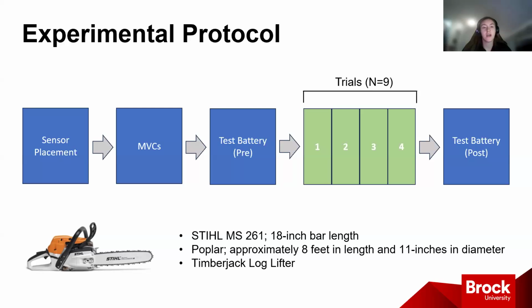So this was a down cut, a bore cut, an up cut, as well as an idle and hold for 30 seconds. So we're going to show that on the next slide. But they performed 3 repetitions of each of these. And as well, we also used a Stihl MS-261 saw with an 18-inch bar length, just because this was typically the most common amongst our participant group.